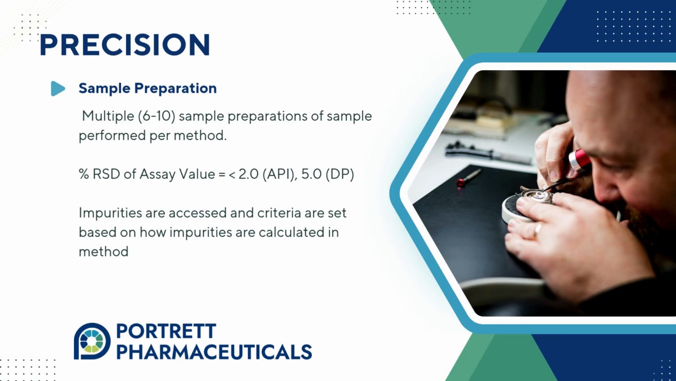For impurities methods, precision also needs to be demonstrated. Once again, the criteria is dependent on how the impurities are calculated, either %area or %weight. For early phase programs, a %RSD requirement may be placed on the total impurities rather than the individual impurities.